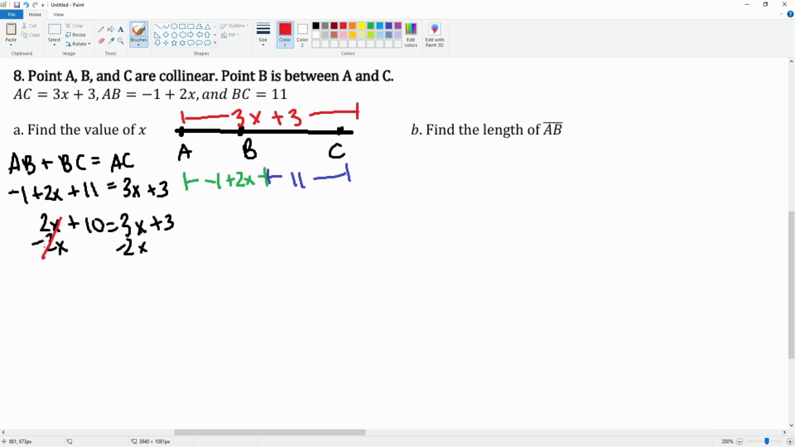Okay, minus 2x on both sides. This is going to cancel. You have 10 is equal to x plus 3. Minus 3 on both sides. This cancels. x is equal to 7.